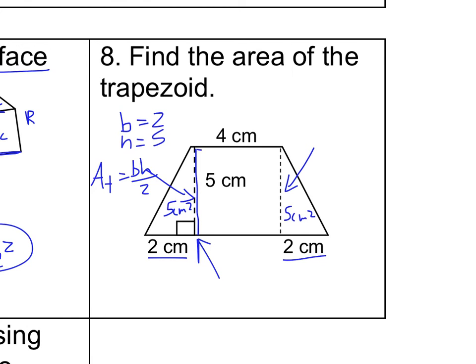And then our rectangle is just length times width. So we have 4 times 5, which is 20 centimeters squared. So now we just add those together and we get a total of 30 centimeters squared for our area.